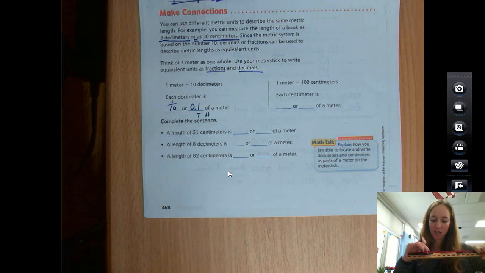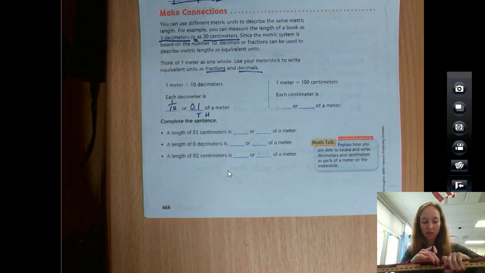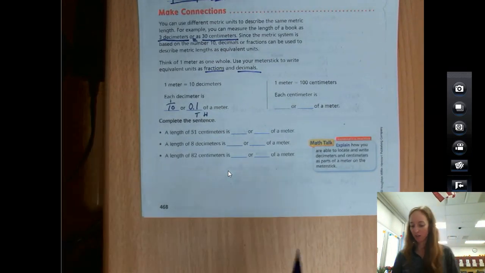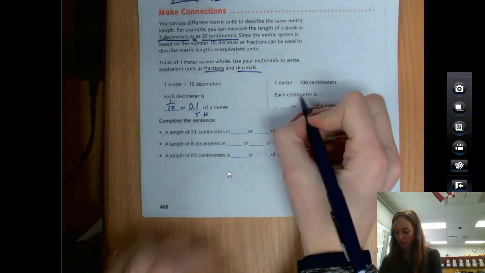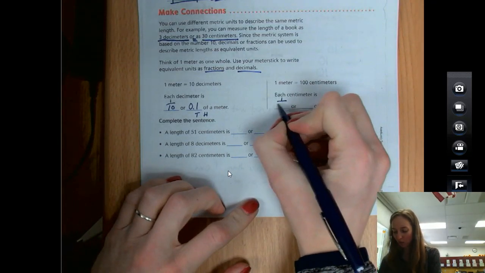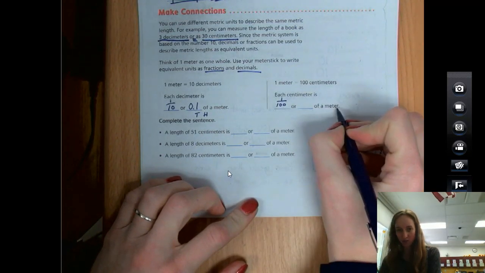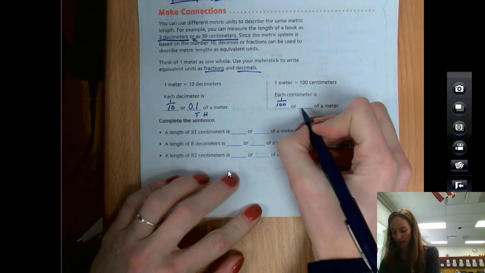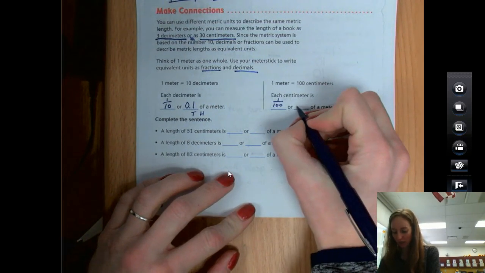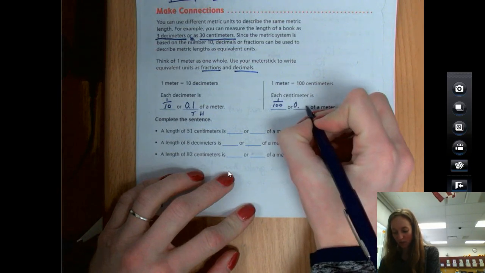10 centimeters, 20, 30, right? It keeps going. There's 100 of them. So each centimeter is 1/100th of a meter. How do I write that as a decimal? I need a 0 point. I need the 1 to be in the hundredths place.